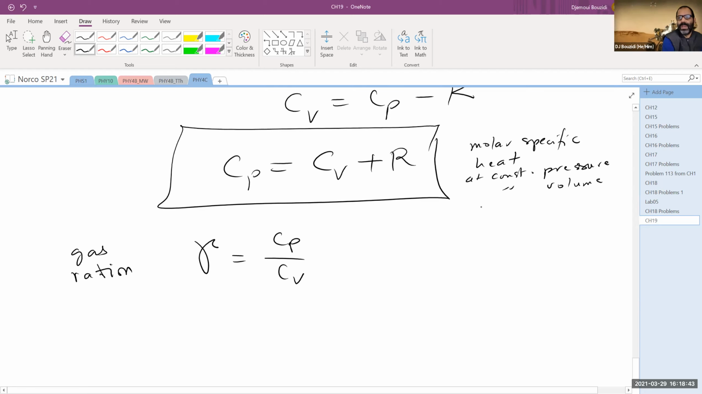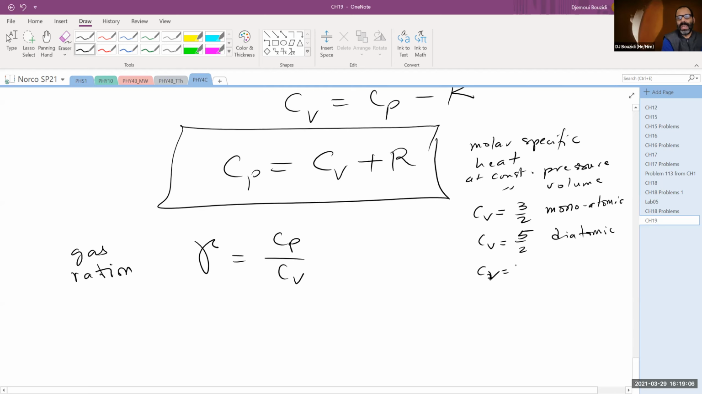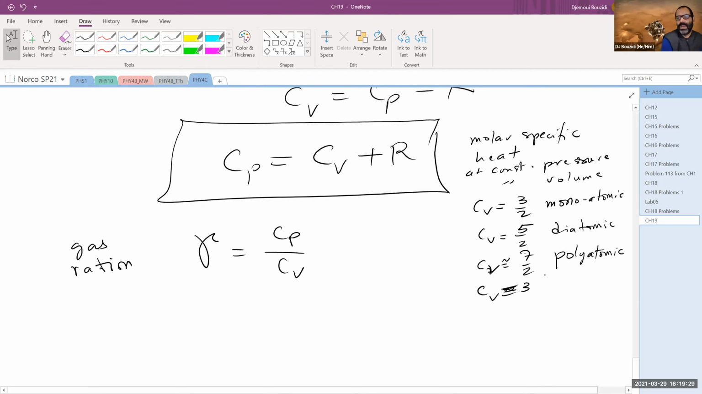Okay. Cv, if you guys remember, was equal to 3/2 R for a monoatomic gas, Cv is equal to 5/2 R for a diatomic gas, and Cv is equal to something else, usually around 7/2 R, for a polyatomic gas. This is not exact, okay, it's approximate. For a solid, Cv is roughly equal to 3R. This is actually an approximation too, because it needs quantum mechanics to fix it for a solid.